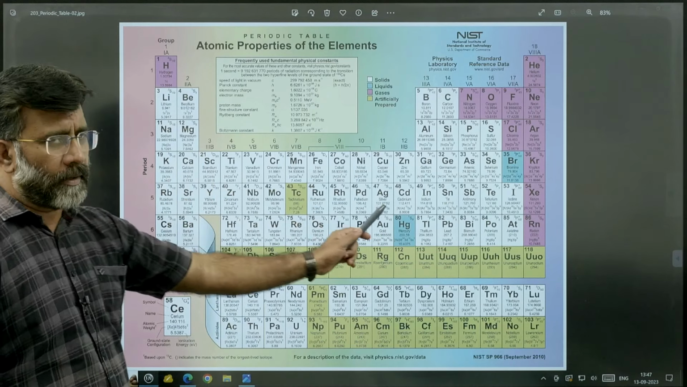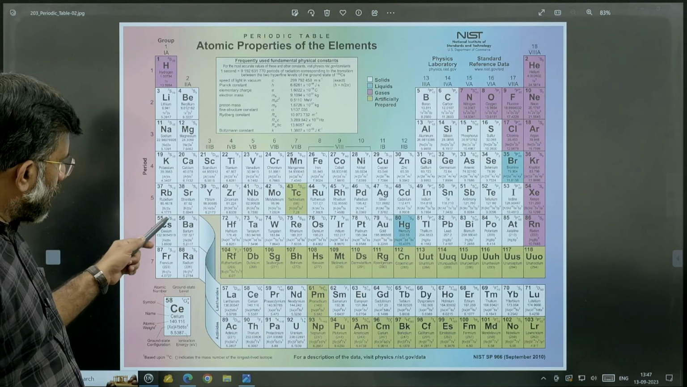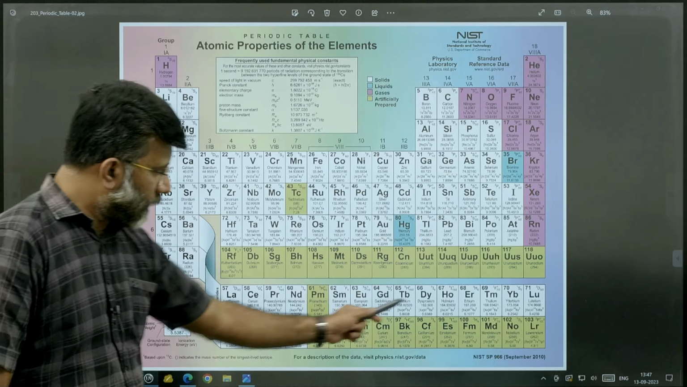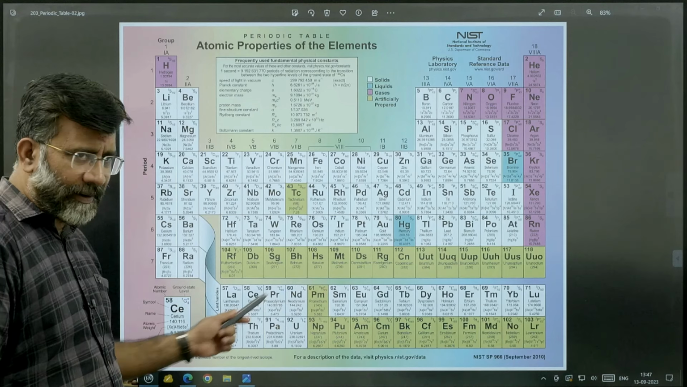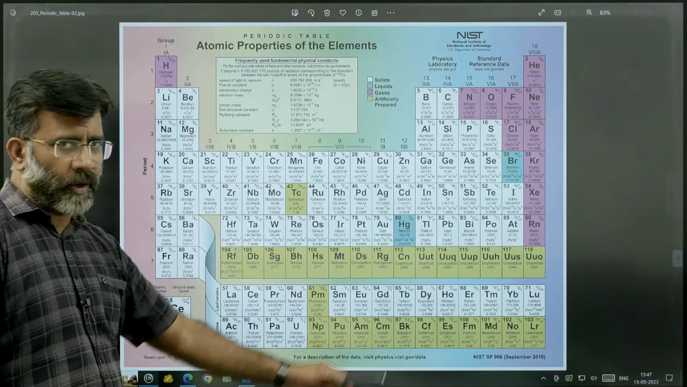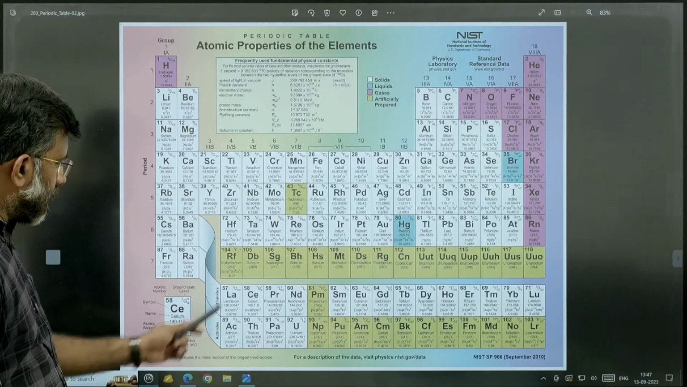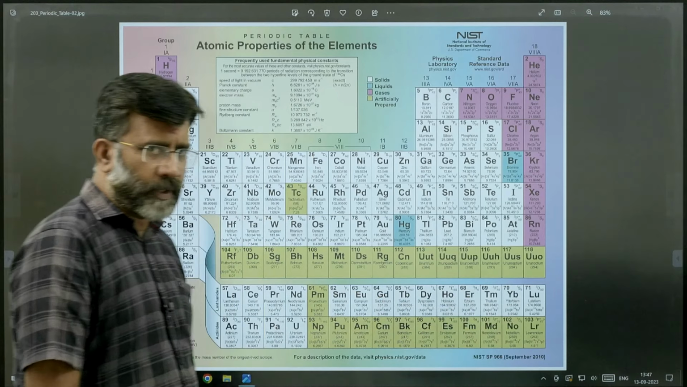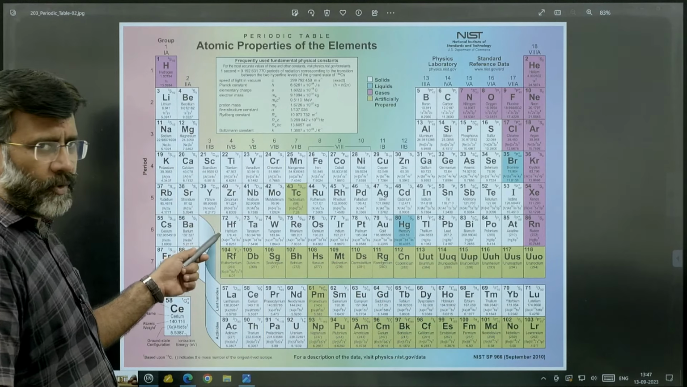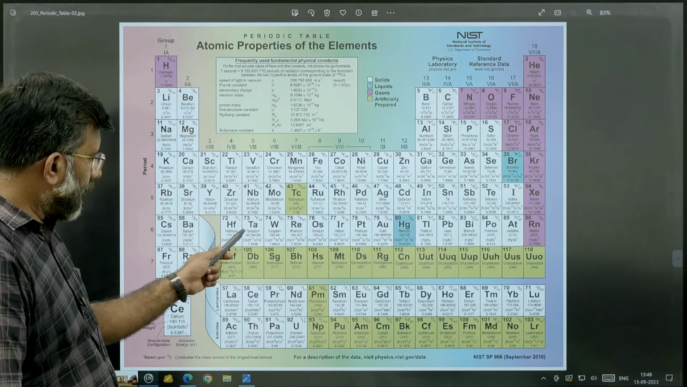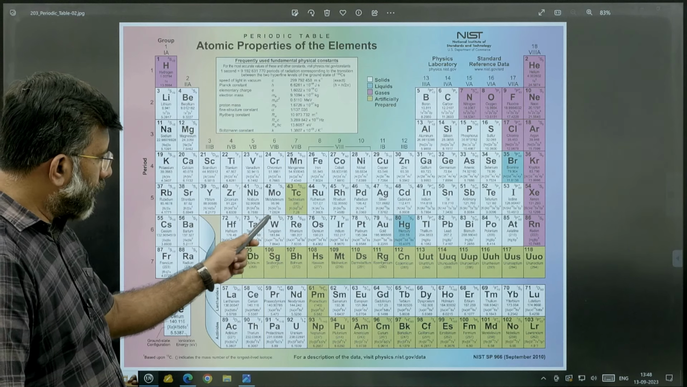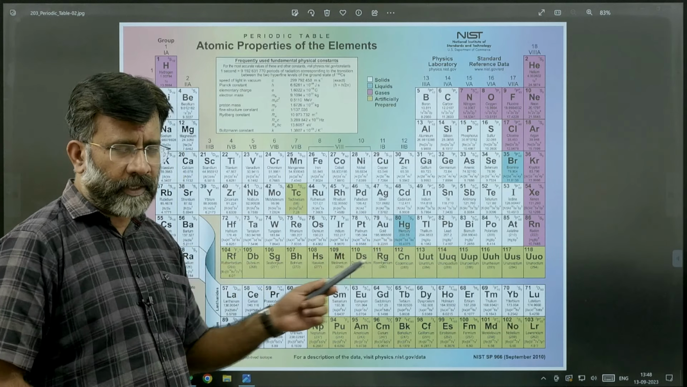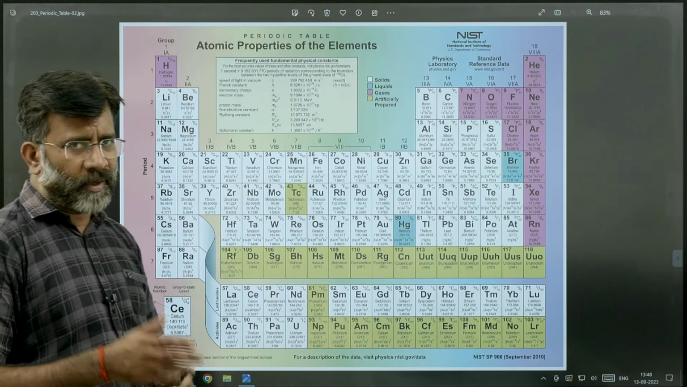So all continuous elements. Meanwhile, you can see after 56 barium, 57 lanthanum, 14 elements are put separately as lanthanoids. Cerium to lutetium, 58 cerium to 71 lutetium. Only after that it is continuing here: hafnium, tantalum, tungsten, rhenium, osmium, iridium, platinum, gold, mercury. Mercury is the liquid metal, all of you know.